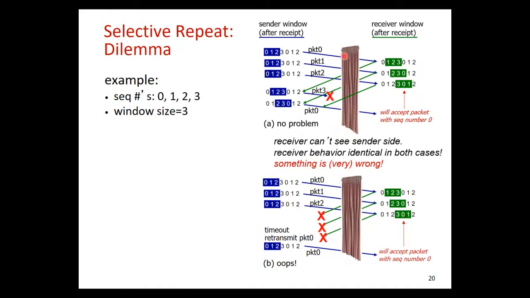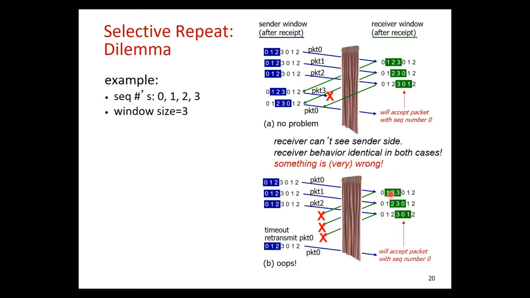Okay, so here there's a curtain, simply meaning that the sender does not see the receiving window, right? And the receiver cannot see the sender window. It's as if there's a curtain that separates them. Now let's look at this case. So the sender also sent 3 packets, 0, 1, 2. They are received okay at the receiver.